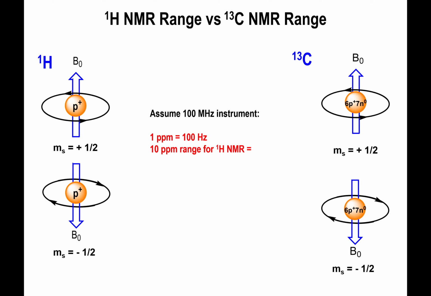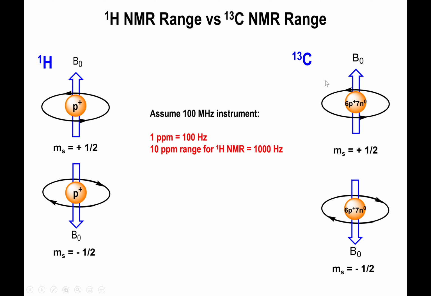So if you think about the range that you have in a proton NMR, which is roughly 10 ppm, well, that will be 1,000 hertz, right? So 10 times 100 gives you 1,000 hertz. And that's the range that you are basically dealing with for one proton.